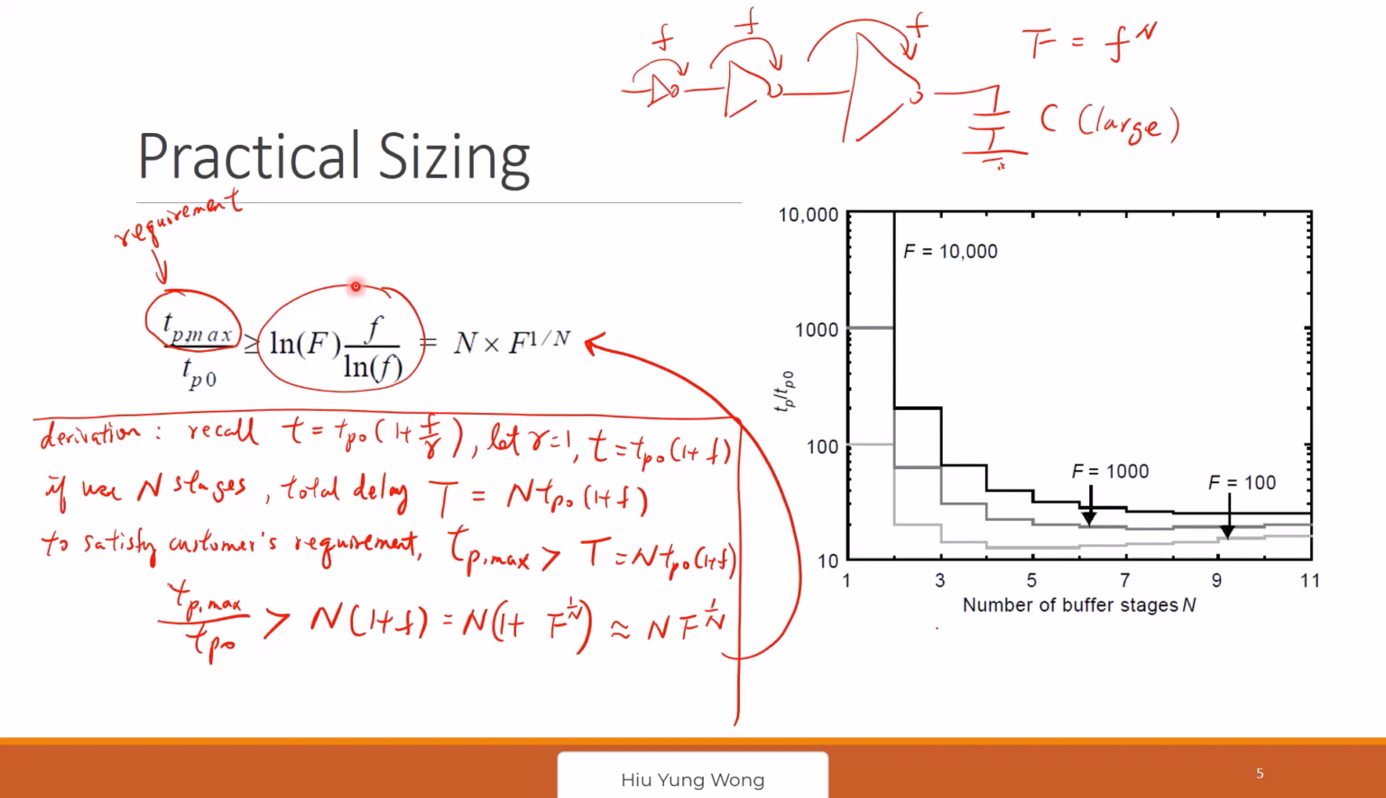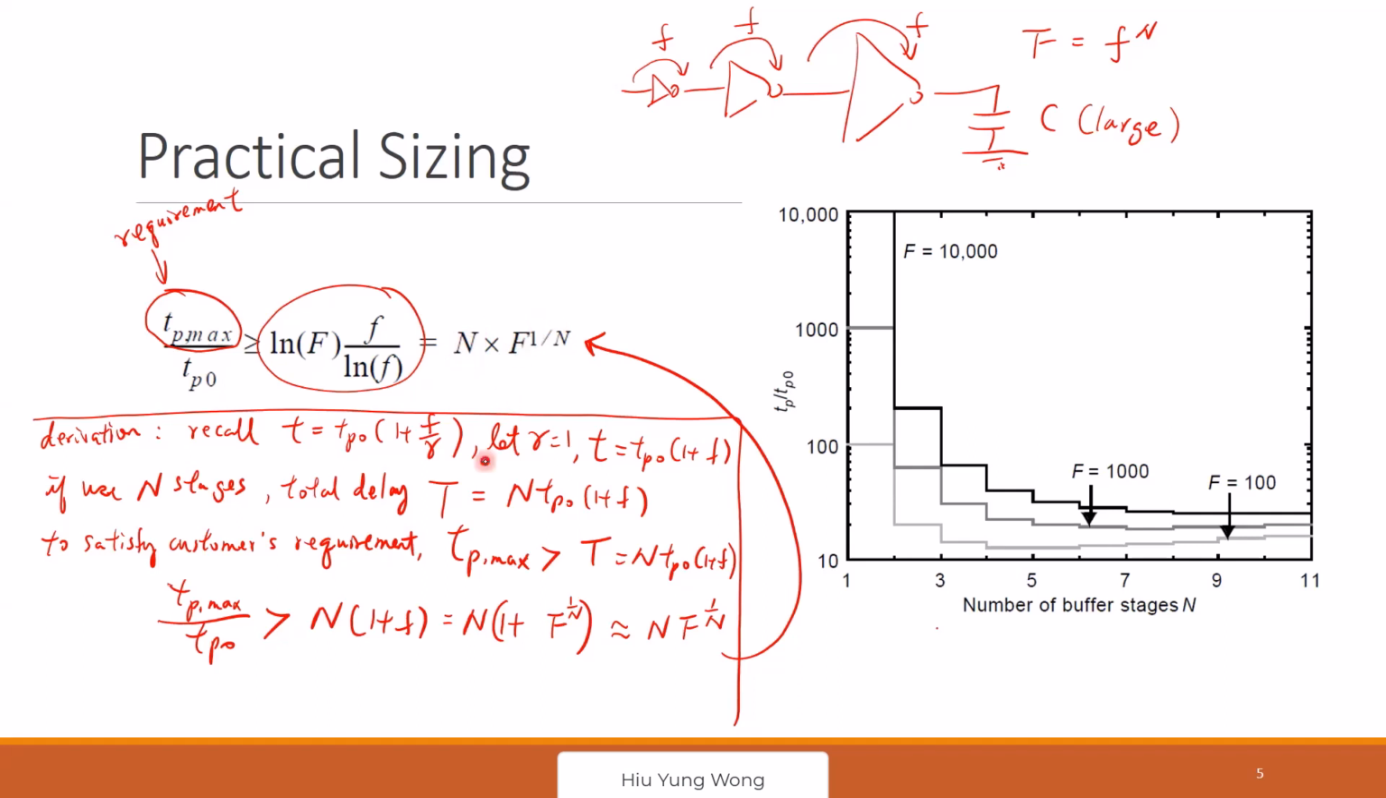What I'm trying to say is that, remember, what is the scenario? The scenario is I want to drive a very large loading off chip. Off chip is usually large. How do I design it so that it just meets the requirement? I don't need to have minimum delay, remember, right? Because that's not the requirement. So I need to make sure my total delay is less than TP max. And then you find that in order to do that, your TP max divided by TP0 has to be larger than n times F to the 1 over n.